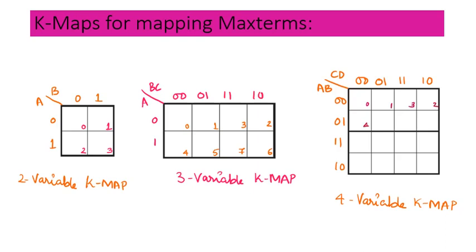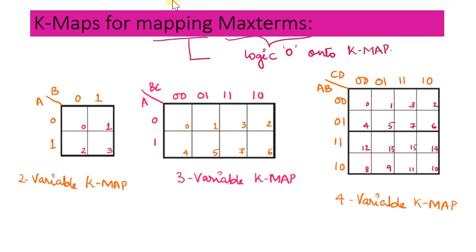The only difference is that when it comes to mapping the max terms, you are going to map logic 0 onto the Karnaugh map, whereas when it comes to the minterms, you are going to map a logic 1. When it comes to the representation in the shorthand decimal notation, we represent it in terms of capital M in the case of max terms. When it comes to grouping, again in this case also we are going to group in terms of power of 2, which is similar to that of the minterm grouping.